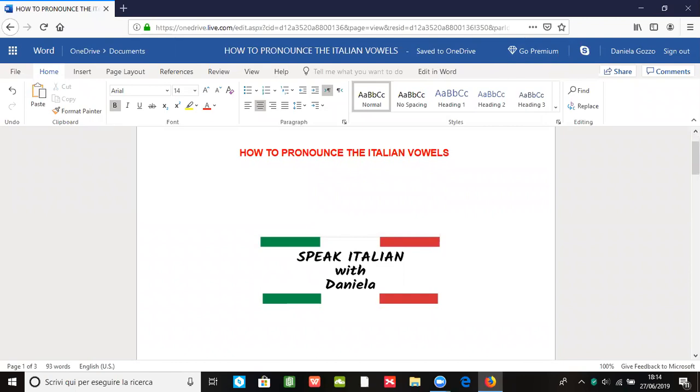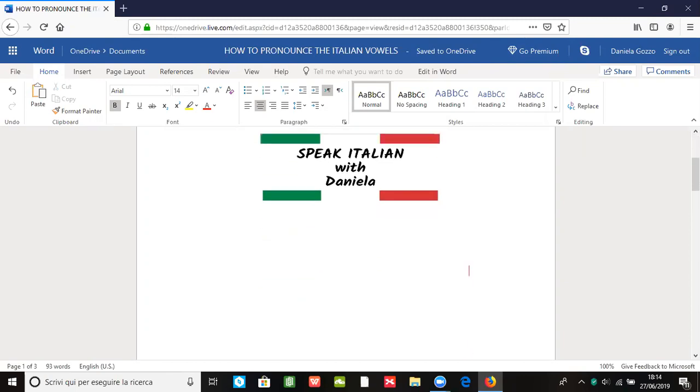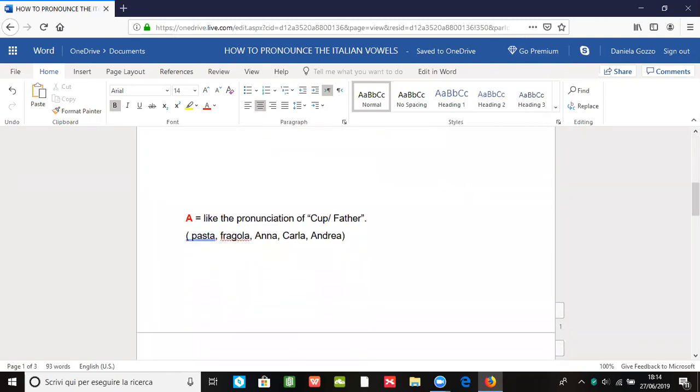The vowels in Italian are 5. So let's start with the first. The A in Italian is A. And the pronunciation is like in the words cup and father.